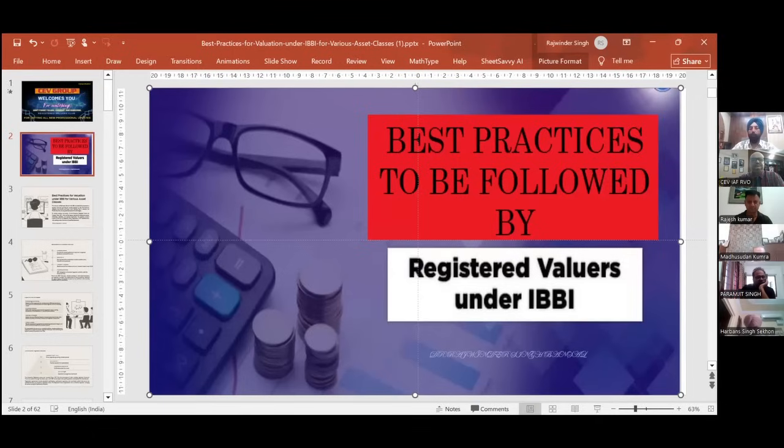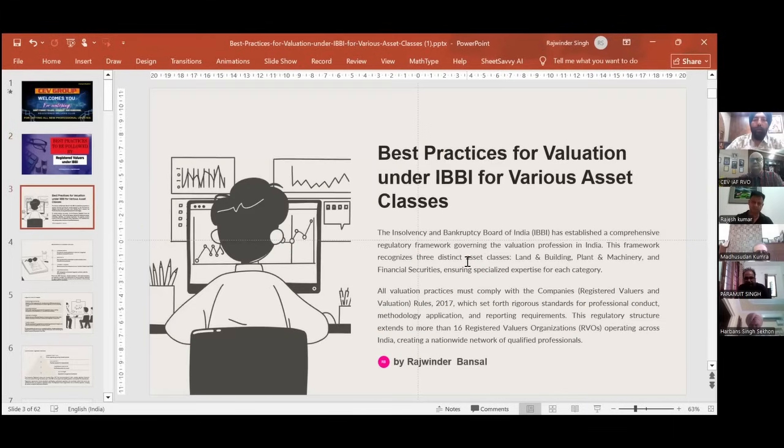So friends, today we will discuss the best practices to be followed by registered valuers who are registered under IBBI. We will discuss the best practices for valuation under IBBI for various asset classes. As you know, under IBBI there are three asset classes: land and building, plant and machinery, and financial securities.